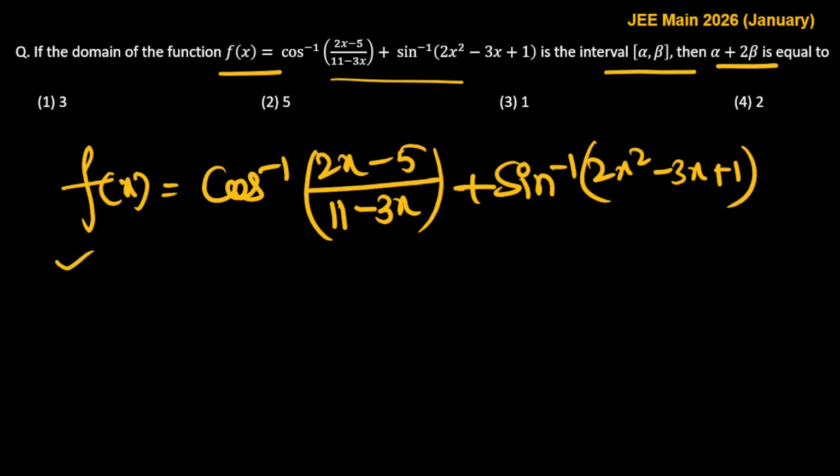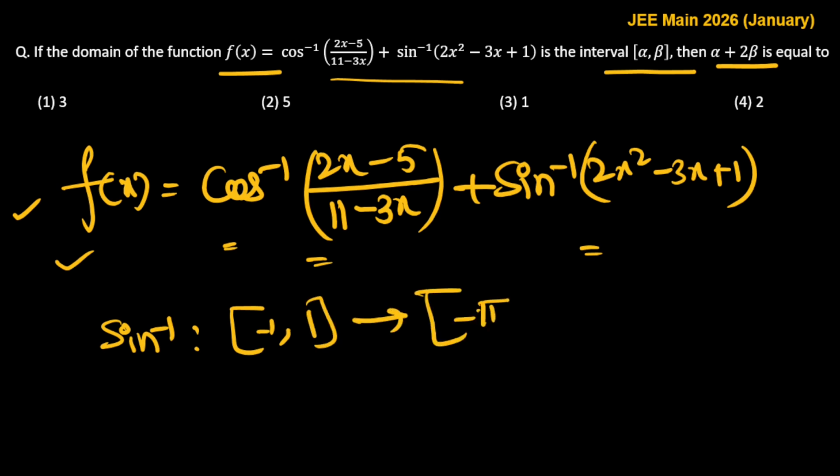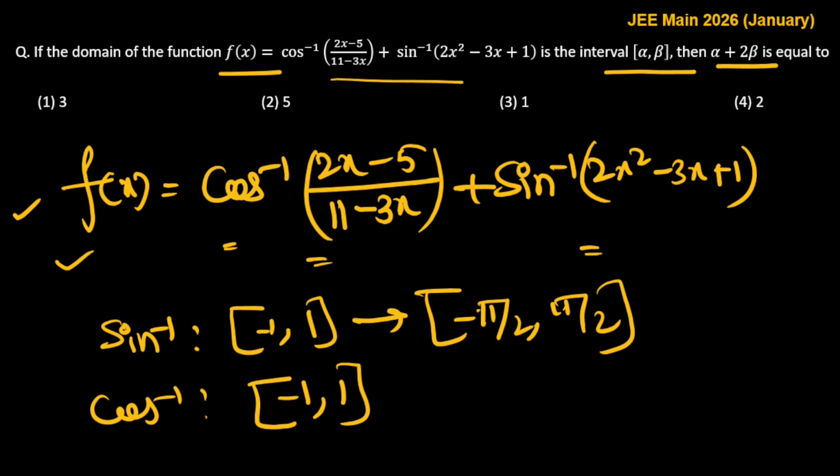We find the domain of each individual function, then intersect these domains to get the total domain of f(x). First we see that sine inverse x is defined for minus 1 to 1, with range minus pi by 2 to pi by 2, and cos inverse x is defined for minus 1 to 1 as well, with a different range, 0 to pi. So the domain is the same for both sine inverse and cos inverse.